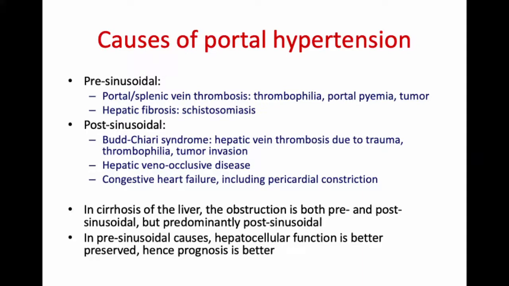And even conditions beyond the liver, like congestive cardiac failure or pericardial constriction, can cause high pressure and post-sinusoidal portal hypertension. Now, in cirrhosis of the liver, the obstruction is due to both pre and post-sinusoidal obstruction, but it is predominantly post-sinusoidal. And in pre-sinusoidal causes, hepatocellular function is better preserved because those architectural changes are before the liver cell. And therefore, in those conditions, the pre-sinusoidal conditions, the prognosis is better.